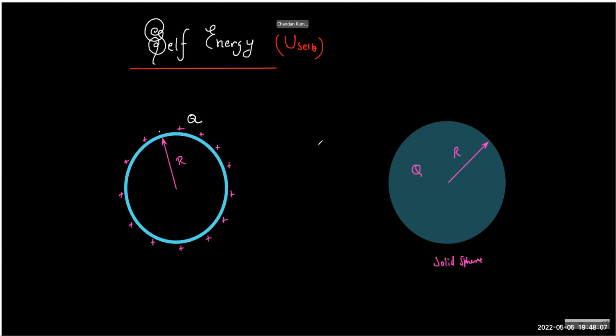So we have a charge over the surface, and a charge which is spread throughout the volume. Again, when I'm saying self energy, it is the energy which we need to create such a distribution. So we'll go one by one. And the way we define the potential will remain intact.